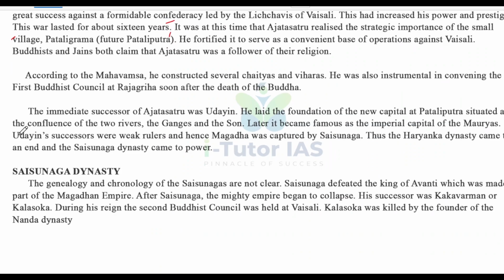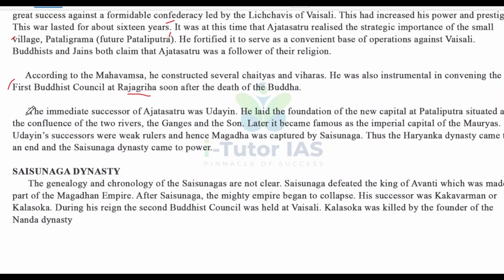And according to the Mahavamsa, he constructed several chaityas and viharas, and he was also instrumental in convening the first Buddhist council at Rajagriha soon after the death of Buddha. So, first Buddhist council held at Rajagriha.